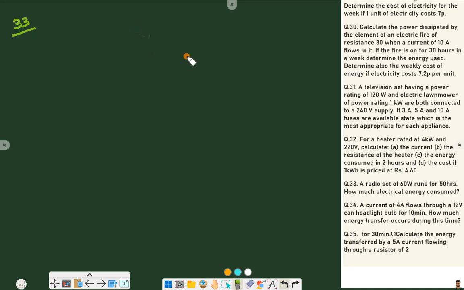So in 33 it is mentioned a radio set of 60 watt runs for 50 hours. How much electrical energy does it consume? So we have to find out energy, and energy unit is joule. So it is given 60 watt, and 60 watt means 60 joule per second, and it is for per hour. Normally for an instrument it is given for per hour. So 60 joule per hour.